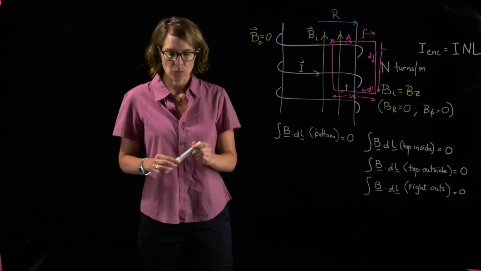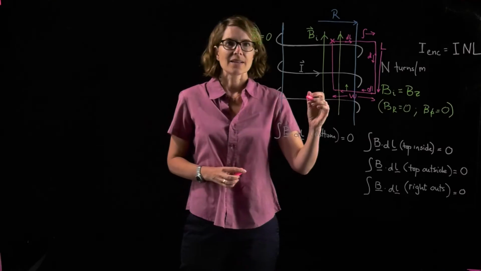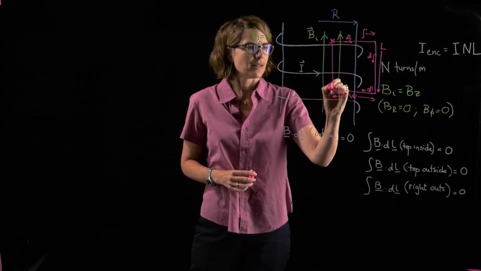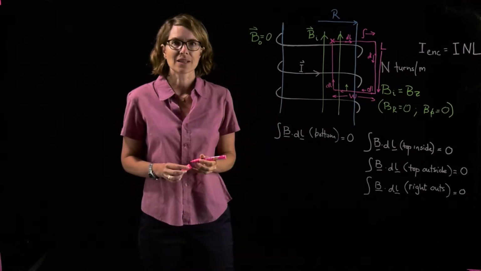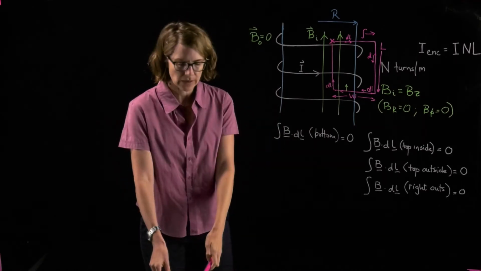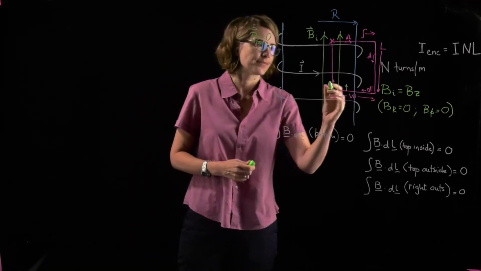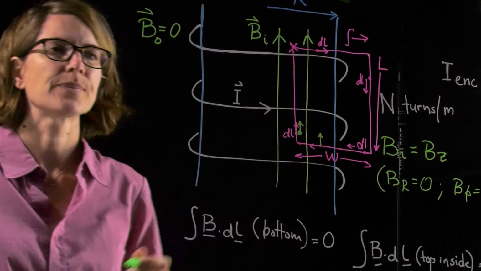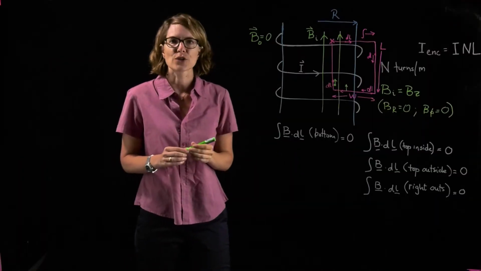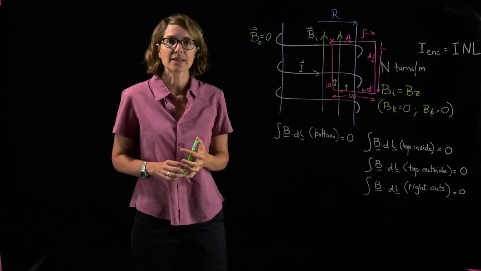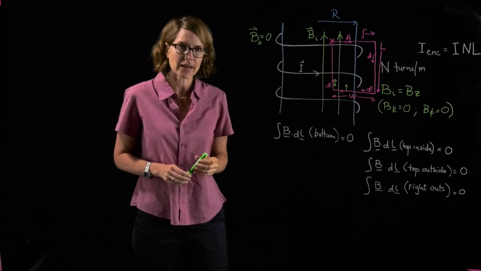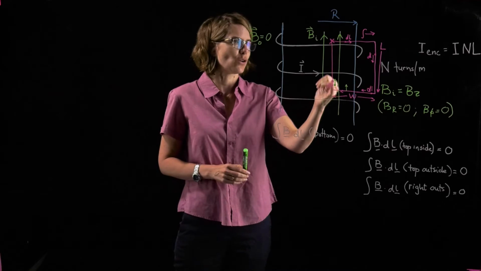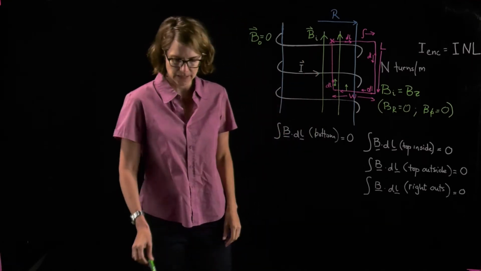Finally, we move up the left side, and here the magnetic field is always parallel to dl. The magnetic field at this point points this way. So the dot product, B dot dl, then simply becomes the algebraic product, B dl. Integrate that over the length L and we get BL.